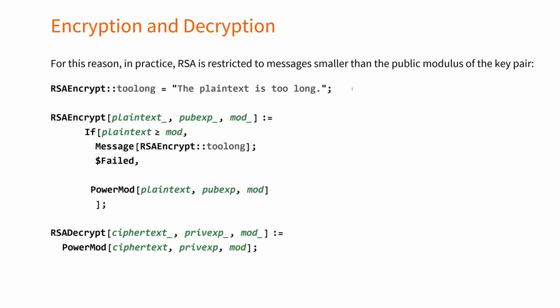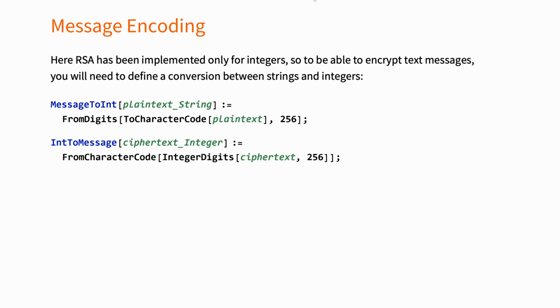So we'll add to our RSA encryption function a check on the plaintext length and make it throw an error message if that is too long. The RSA decrypt function will stay the same. Since so far we have only implemented RSA for integers, to be able to encrypt text messages, we will need to define helper functions to perform conversion between strings and integers. So we'll use message_to_int and int_to_message functions.